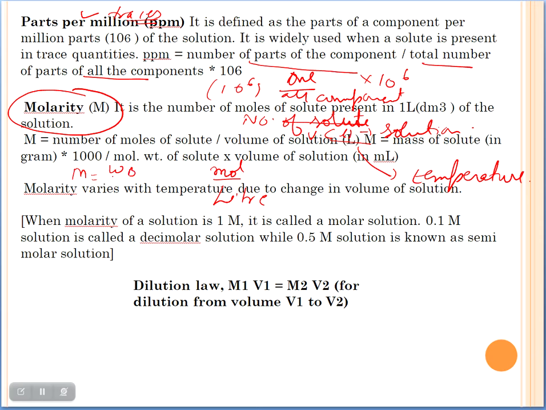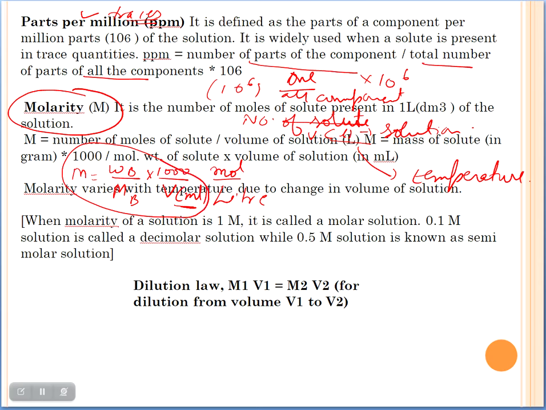And in numericals, what you have to remember is WB, mass of solute, divided by molar mass of solute, into 1000 upon volume in ml. If the volume is in liter, then you do not have to take 1000. Okay, so this is the formula we will use in the numericals.